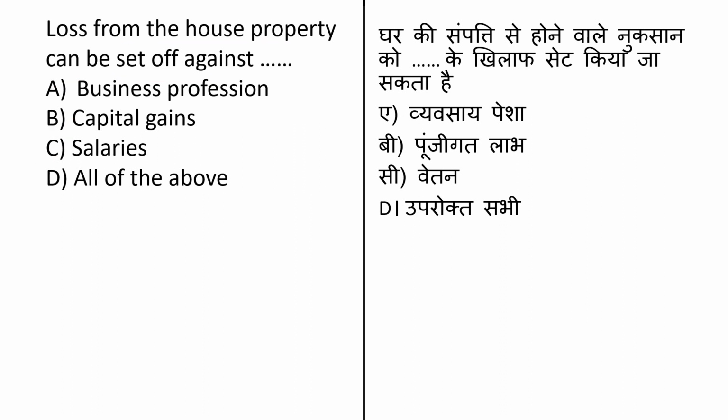The loss from the house property is allowed to be set off against any other income arising during the same year. Therefore, if there is a loss under the head house property, or there is an income under any of the other head of income, that is salary, house property, business or profession, capital gain, and other sources, these losses from the house property can be adjusted against such an income. So the answer here for this question will be option number D, that is all of the above.